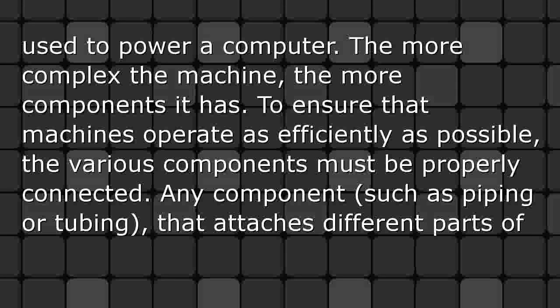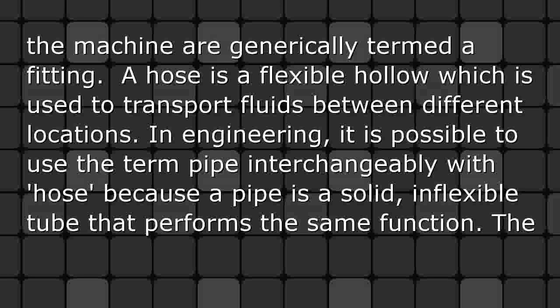The more complex the machine, the more components it has. To ensure that machines operate as efficiently as possible, the various components must be properly connected. Any component, such as piping or tubing, that attaches different parts of a machine is generically termed a fitting. A hose is a flexible hollow tube which is used to transport fluids between different locations. In engineering, it is possible to use the term pipe interchangeably with hose because a pipe is a solid, inflexible tube that performs the same function.